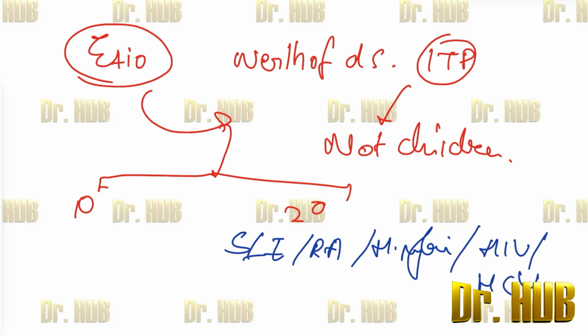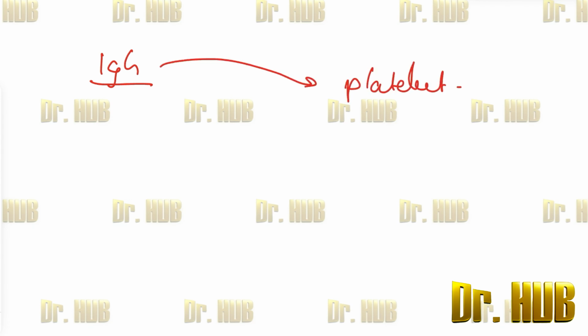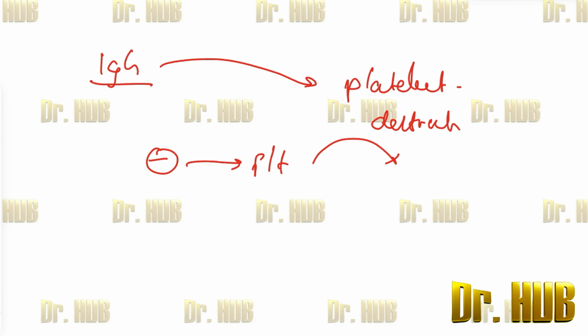Now let's move on to the pathogenesis. In the pathogenesis of ITP, we have IgG mediated destruction of the platelets. Now the antibodies are against GP2B/3A and 1B/9. So there's inhibition of the platelet release from the megakaryocytes.